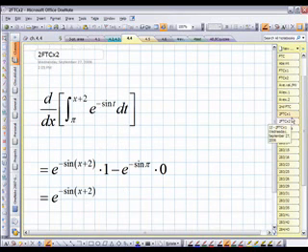Okay, over here, plug in the upper limit. So e to the negative sine x plus 2, times the derivative of x plus 2, which is 1, minus, plug in the lower limit, times the derivative of pi. Pi is a constant, so the derivative is 0. All this just becomes e to the negative sine of x plus 2.